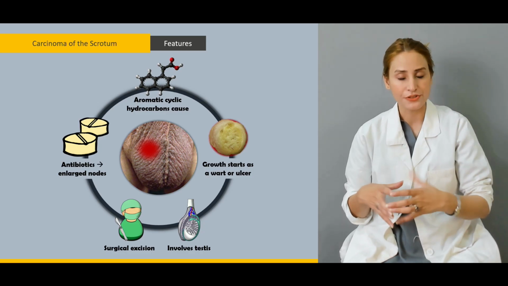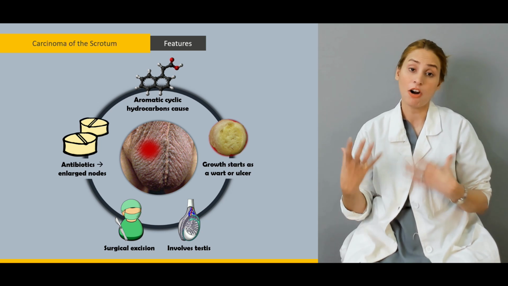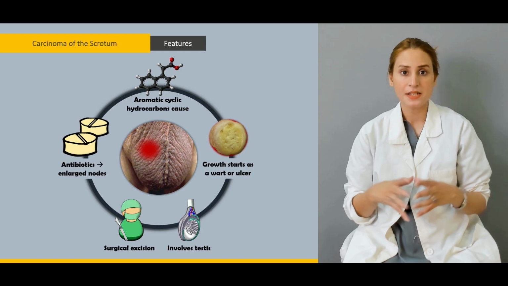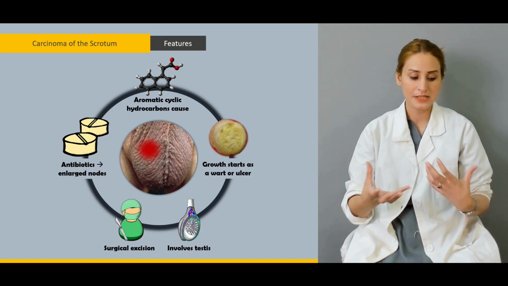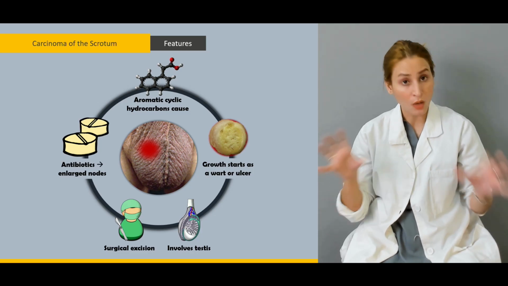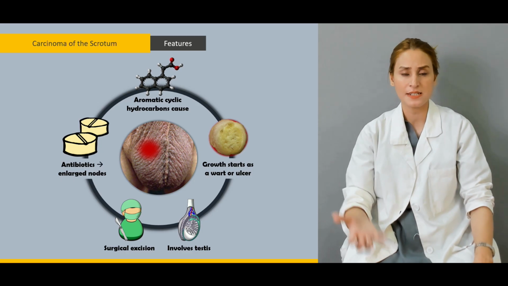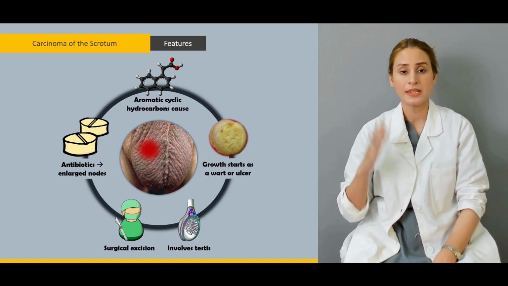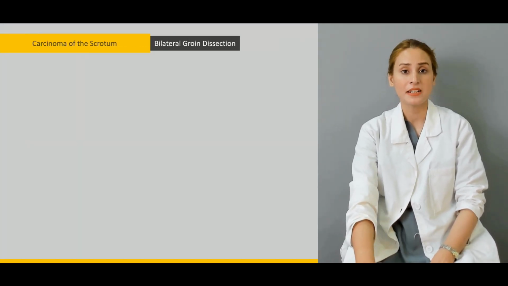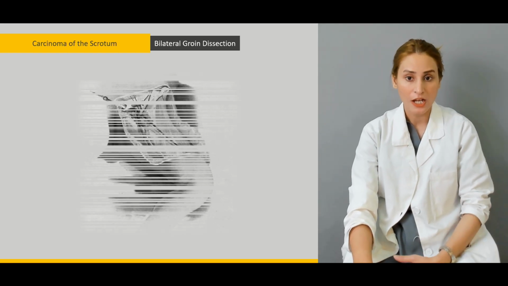Their growth usually starts as a typical small lesion, a wart, or an ulcer, and when they are locally invaded, they involve the testes as well. Sometimes there can be involvement of the inguinal nodes as well. So what you do is surgically excise the lesion, and you also give antibiotics for the large nodes. And sometimes when there's a metastasis, then you can also go for radical dissection of the inguinal nodes, which is called a bilateral groin dissection.